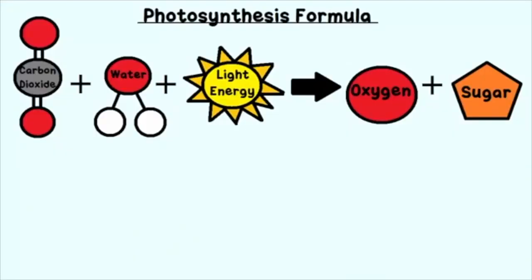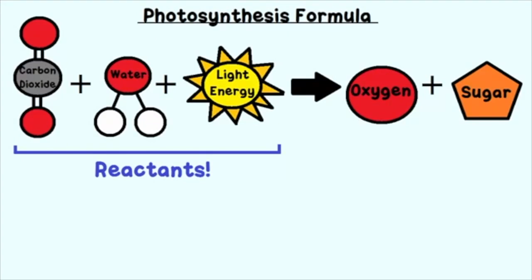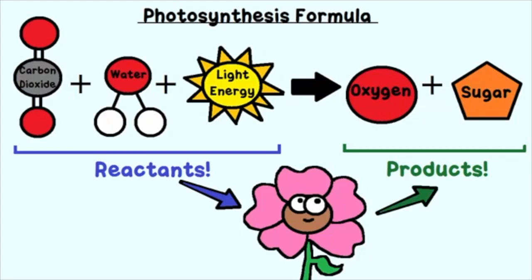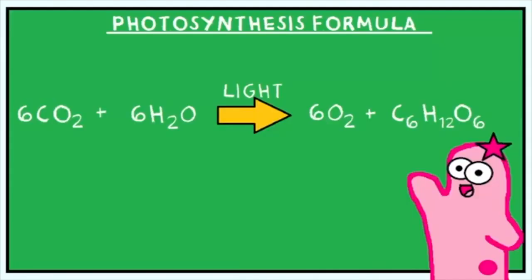Here is the formula for photosynthesis. On the left side of the formula, you will find the reactants. That means these are the inputs. The plant has to have these in order to do photosynthesis. On the right side of the formula, you will see the products. That means those are the items that are produced by the plant, the outputs. Now, sometimes the formula is written a little differently.